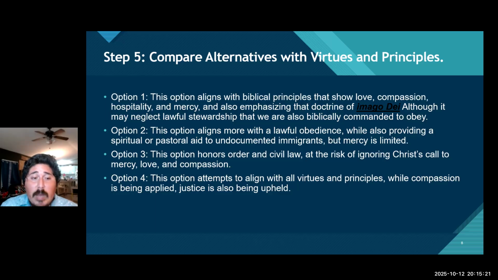Option 3, this option honors order and civil law at the risk of ignoring Christ's call to mercy, love, and compassion. Option 4, this option attempts to align with all the virtues and principles that we have mentioned previously. And while compassion is applied, justice is also being upheld.